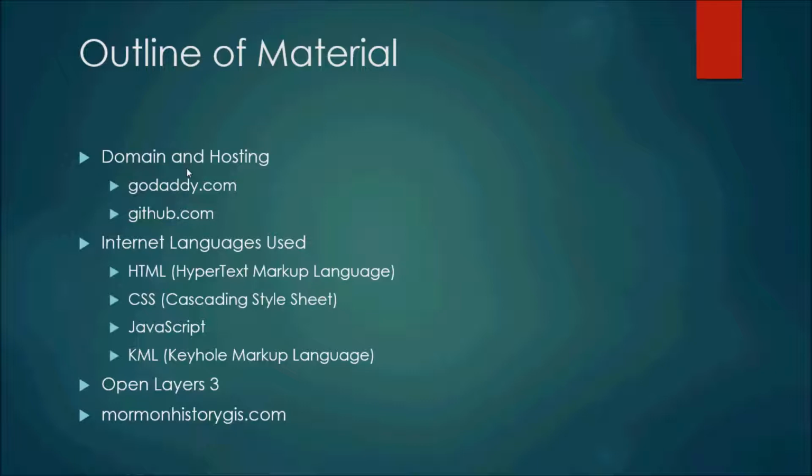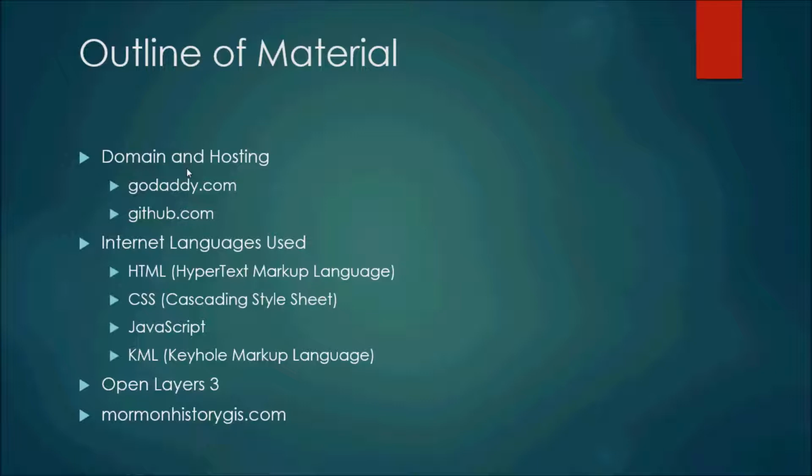In order to create our website, we first needed to find and purchase a domain name and set up hosting for our files. We were able to purchase our domain name, MormonHistoryGIS.com, at GoDaddy.com for $1 a month for 12 months. You can do hosting on GoDaddy.com, but we decided to do our hosting on GitHub.com using a feature called GitHub Pages. We will show you briefly how this was done.